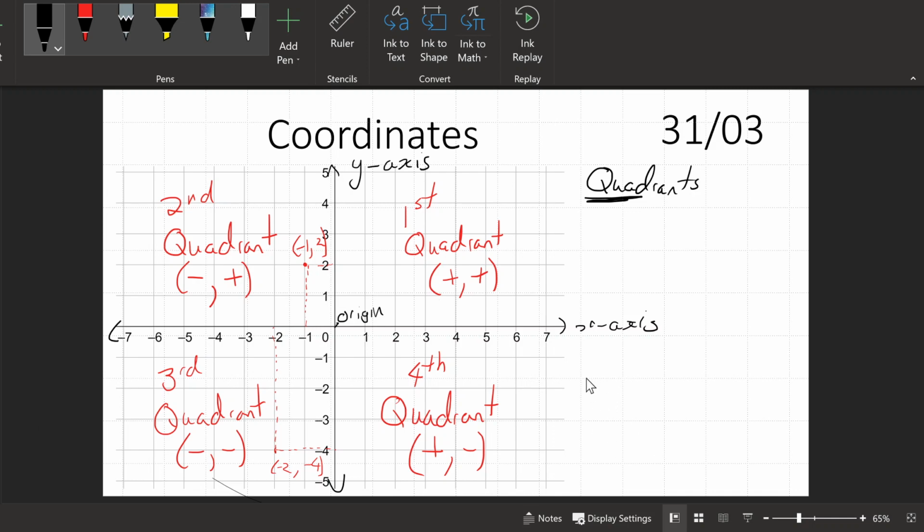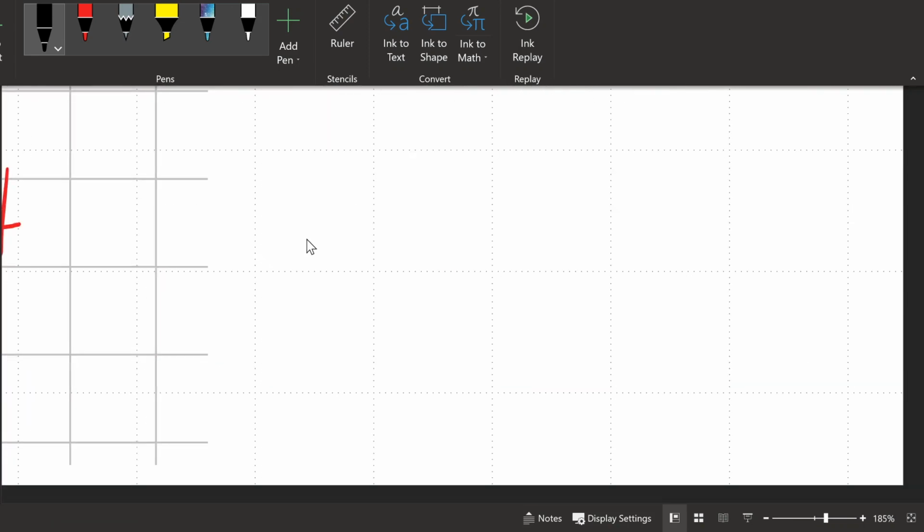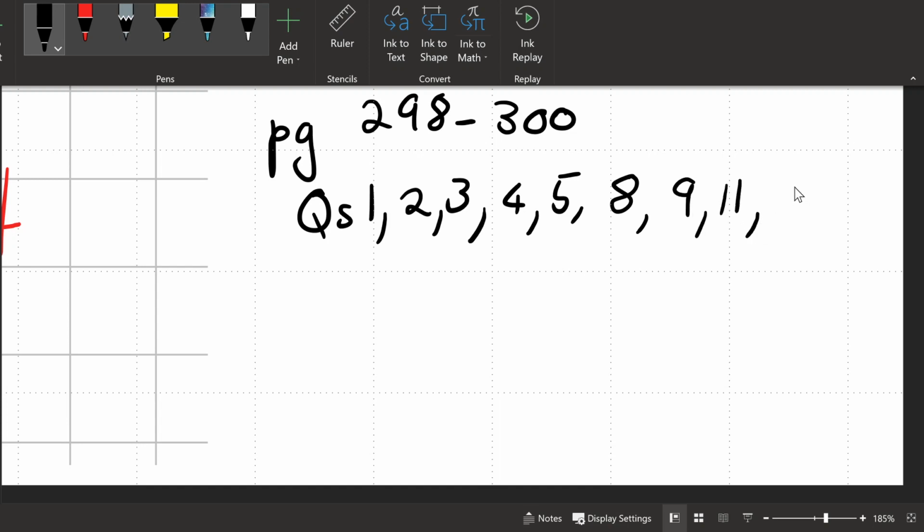And now I'll give you girls some homework to do. So I'm going to zoom in here just so that we're given plenty of space for me to write. Can we do from page 298 through 300? Let's do questions 1, 2, 3, 4, 5, 8, 9, 11, and 14. And as always, girls, please correct this work for yourselves.